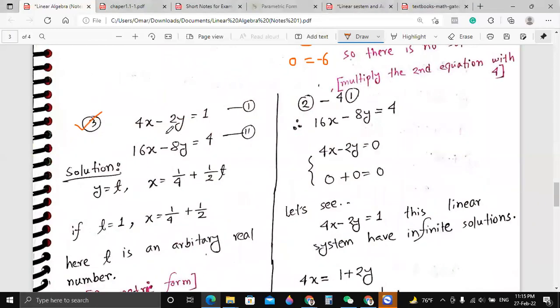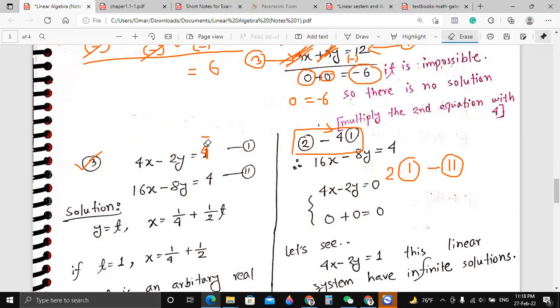Number 3, okay? 4x minus 2y is equal to 1, 16x minus 8y is equal to 4. Now we need to think how we can cancel either x or y. So firstly, I saw that if I want to cancel x or just y, we need to multiply the first equation by 4. So 4 multiplied by 4 is 16, and this is 8 and 4.